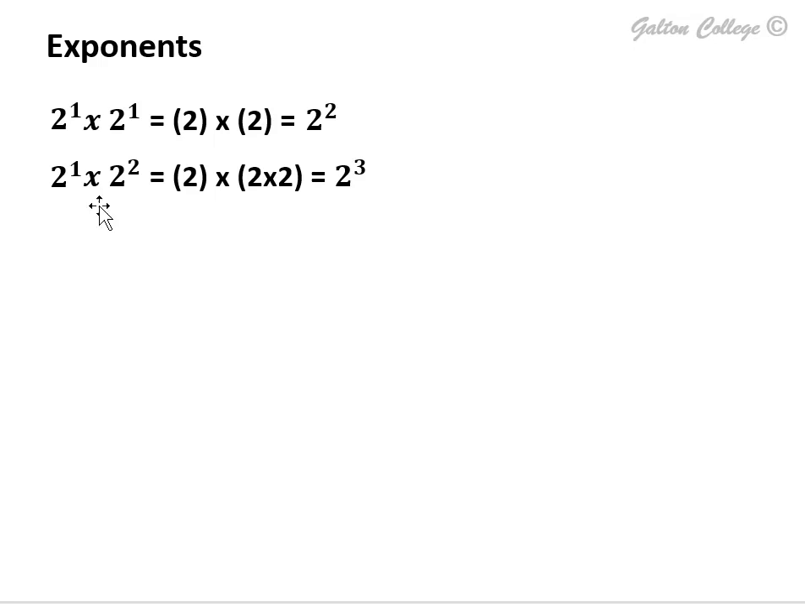Anyway, let's have a look. There's a pattern emerging here. 2 to the power of 1 times 2 cubed, 2 to the power of 3. Well, 2 to the power of 1 is just 2, times 2 to the power of 3, which is 2 times 2 times 2. That's equal to 2 to the power of 4: 1, 2, 3, 4. In other words, 1 plus 3 gives us 2 to the power of 4.